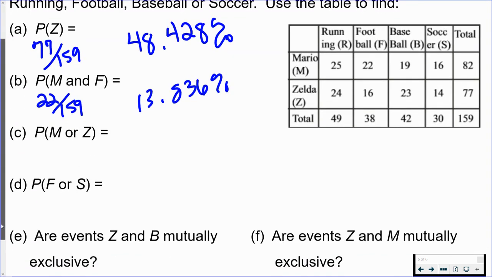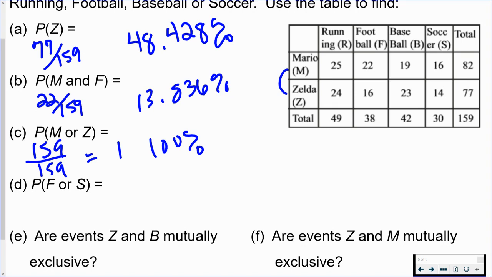C, probability of M or Z. Okay, so we need to figure out, are they mutually exclusive? We'll take a look. M or Z, they can't have any that are both of those, right? Those are broken up into 2 different rows. There's nowhere where they intersect in the table. Okay, so we don't have to worry about subtracting anything. So M or Z is everything, right? That's 159 out of 159. They had to pick one or the other. So that's 1 or 100%.